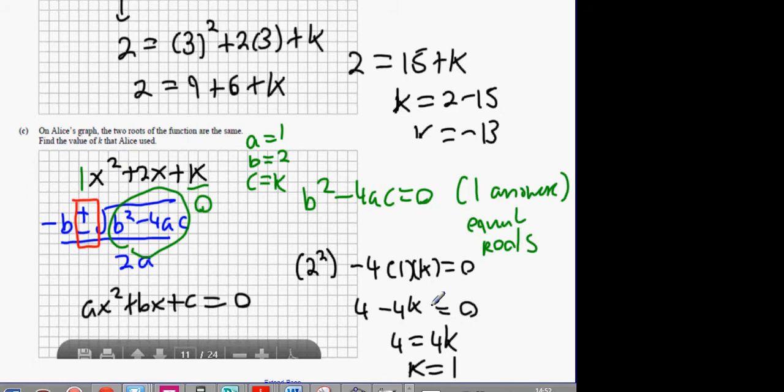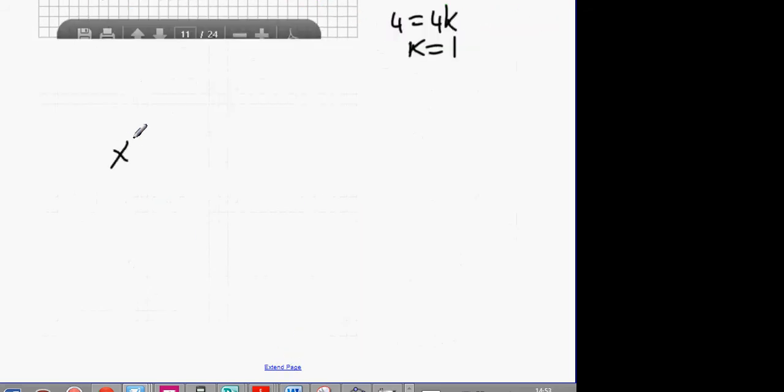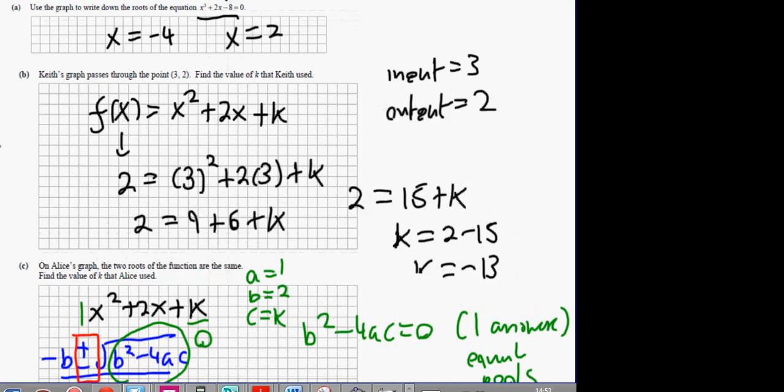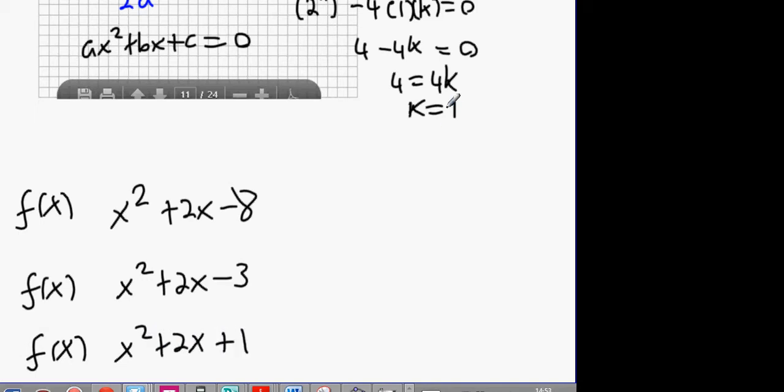Okay? Now, I'm going to show you 3 graphs. This is nothing to do with the question, well, it's an extension of the question. The 3 graphs we drew out were, the first one was that one, wasn't it? Yeah? The answer for part 2 was k was what number? Minus 13. That's the second graph. And the third graph is, anybody? x squared plus 2x plus 1, because the k value is 1. Now look what happens when we draw these out.